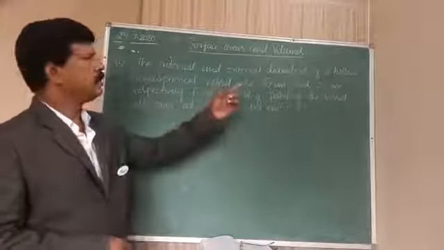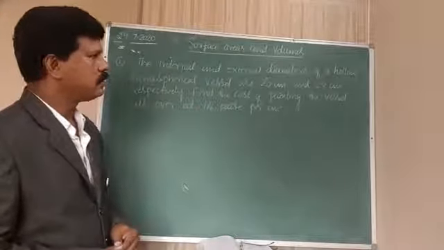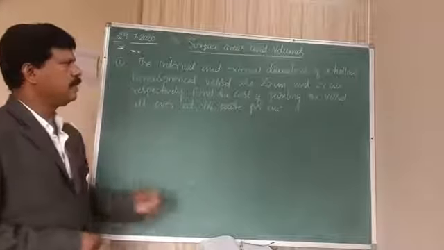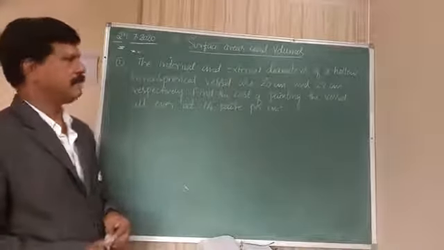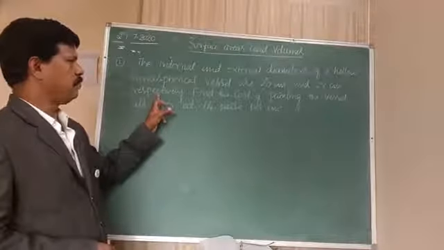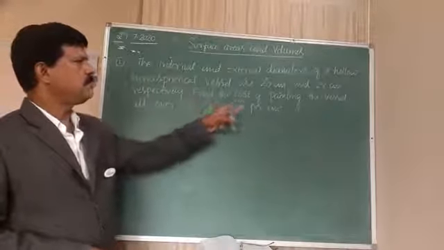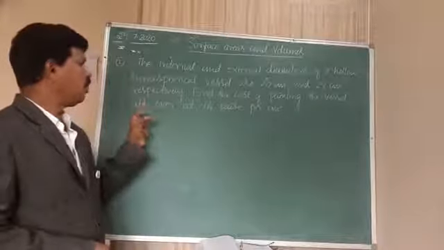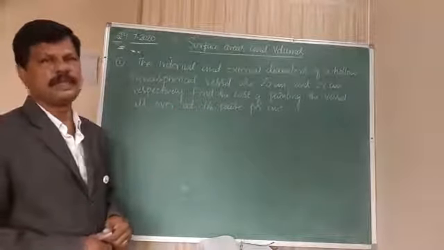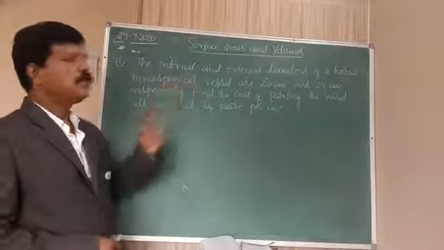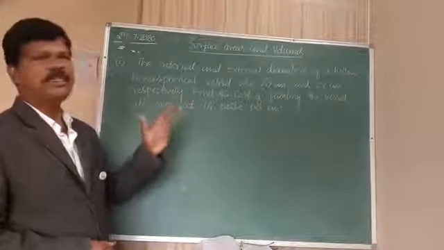Now, next, in today's problem, I have taken this: the internal and external diameters of a hollow hemispherical vessel are 20 centimeter and 28 centimeter respectively. Find the cost of painting the vessel all over at 14 paise per square centimeter. So this is the problem.